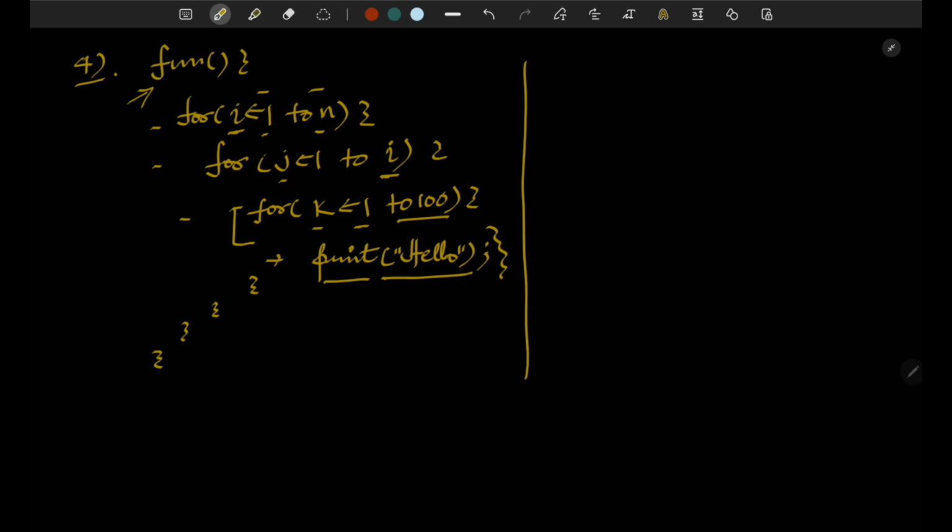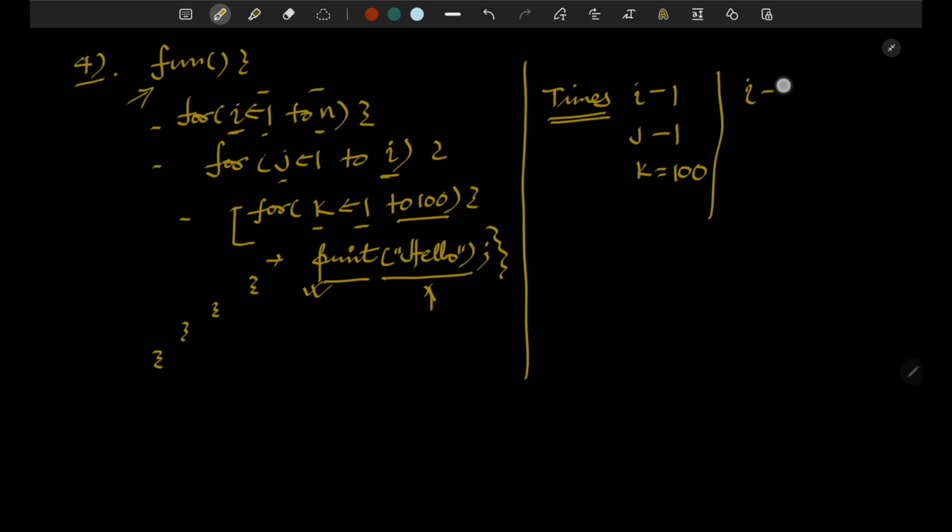And let's write it here. So essentially we want to capture how many times this thing is going to be executed, printed. So for i as 1, j would be 1 and k would be 100 times. So this is going to be printed 100 times when this is the case.